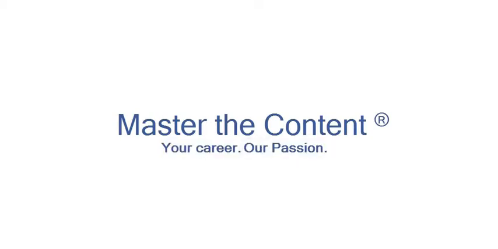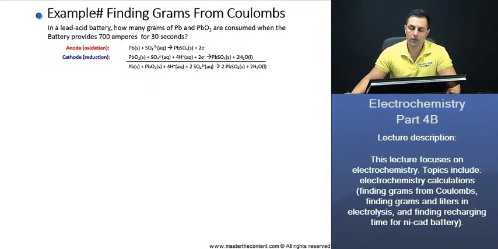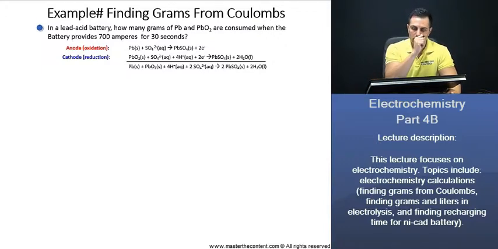Your career, our passion. Example: finding grams from coulombs. In a lead acid battery that we looked at in the previous lecture, how many grams of lead and lead oxide are consumed when the battery provides 700 amperes for 30 seconds? Wonderful. So how are we going to solve this problem? Well, first on this slide we'll find the amount of grams for the lead, and then on the succeeding slide we'll find the amount of grams for the lead oxide.